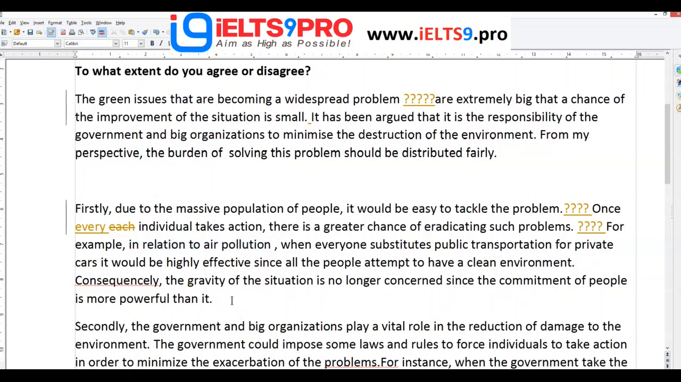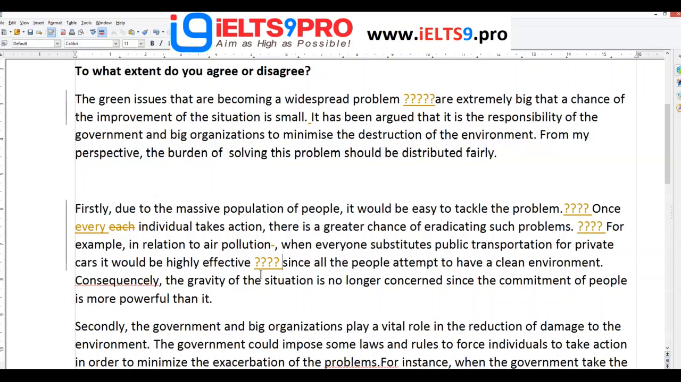Okay. For example, in relation to air pollution, when everyone substitutes public transportation for private cars, it would be highly effective since all the people attempt to have a clean environment. What does that mean? Well, that doesn't make sense, does it? Private cars would be highly effective since it would take polluting cars off of the road. But still, you'd have to explain this a little bit more. Simply saying it would be highly effective, how? Doesn't public transport make pollution? So you need to be spelling things out.